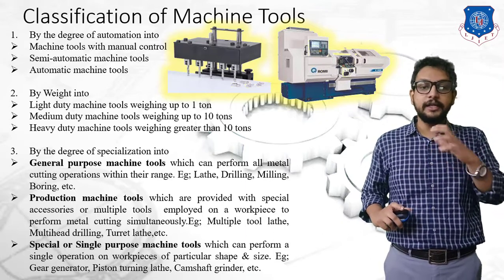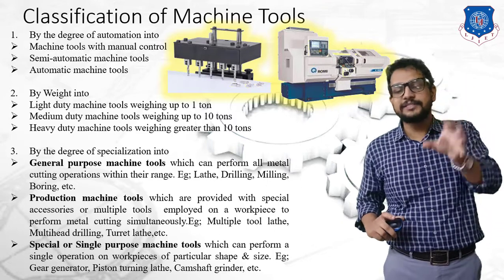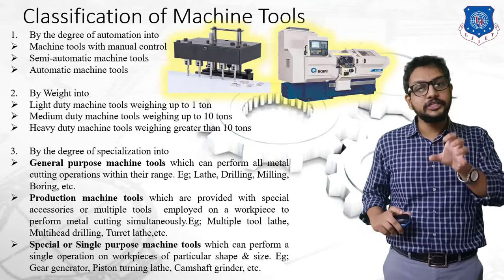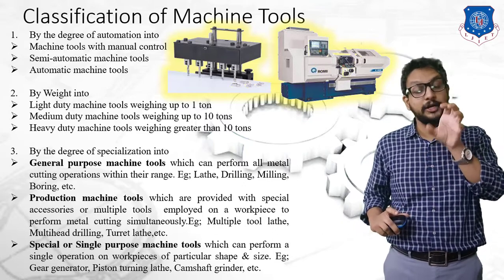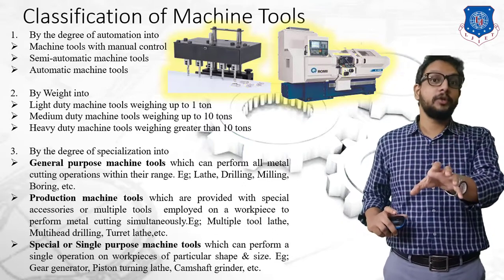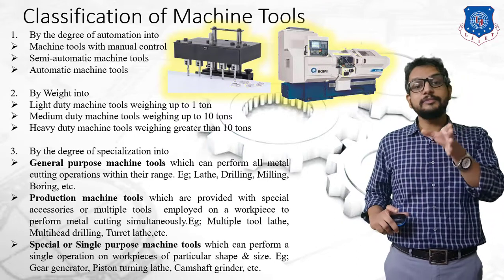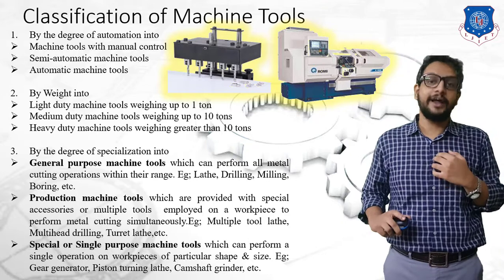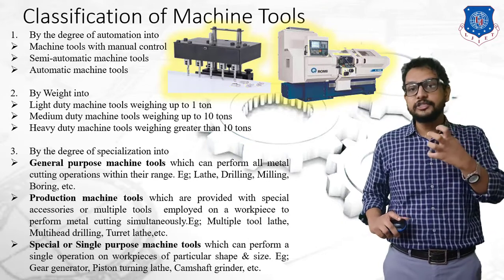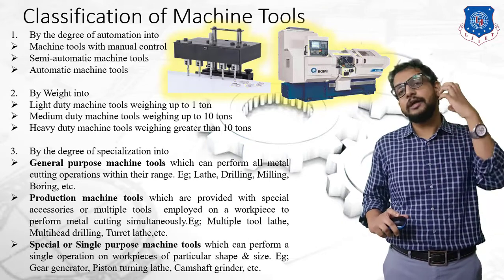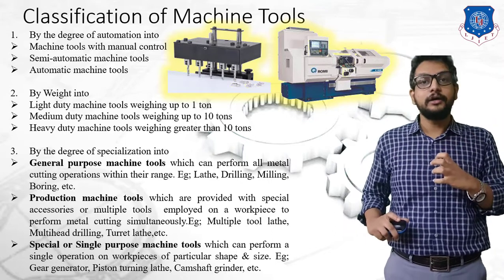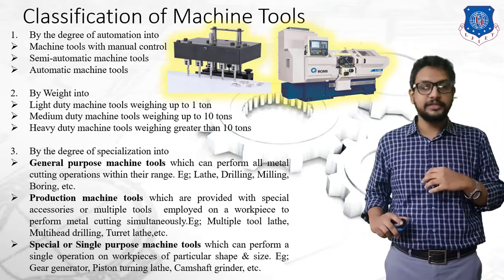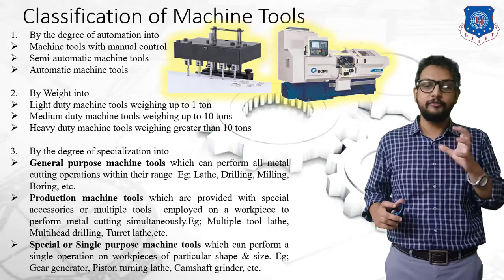In this case, only a piston of a definite shape and size can be machined. A finishing operation can be performed on that particular dimension of piston only. So this comes under the category of single purpose. Even a camshaft grinder, which means a grinding machine on which only a camshaft of a definite shape and size can be machined, or cutting operations can be performed on this type of component of a definite shape.